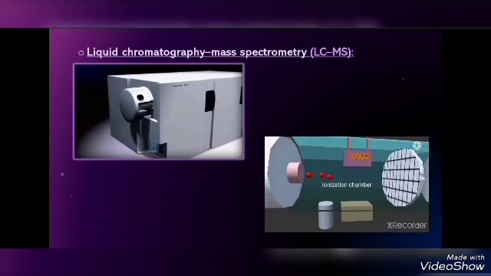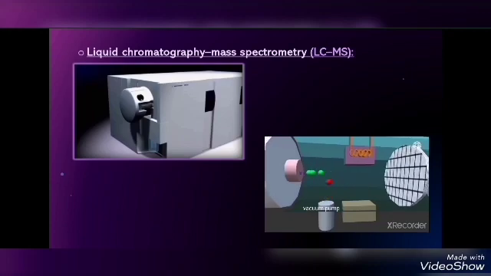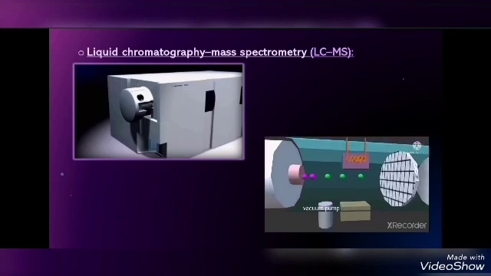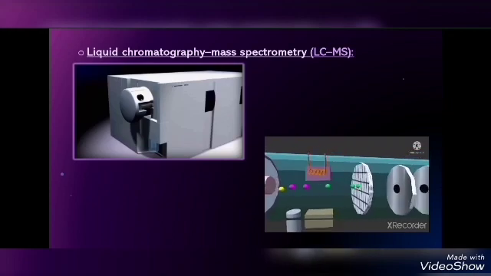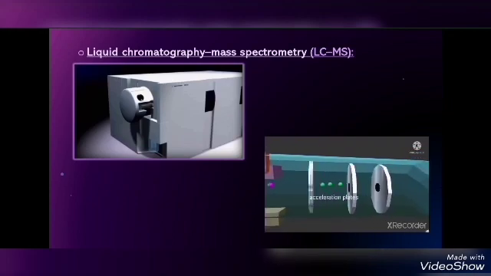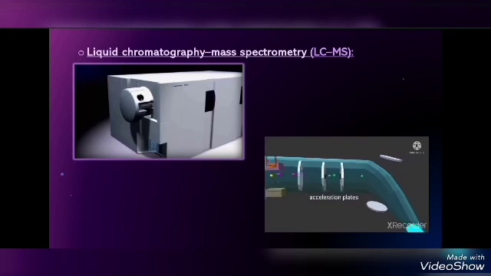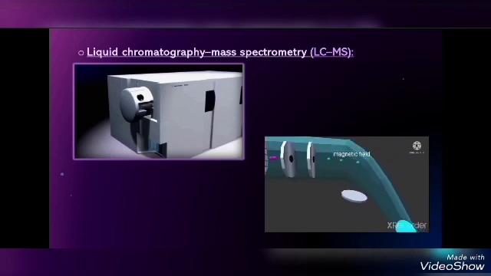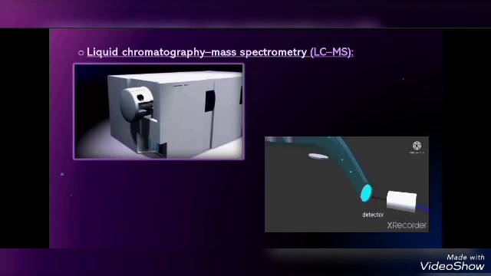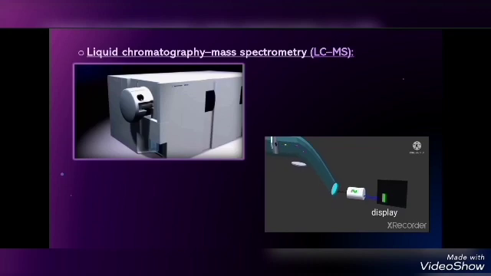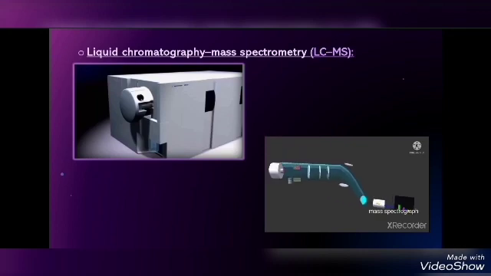We start with ions going into the ionization chamber and vacuum pump. And then acceleration plates, going through the magnetic field, and then going into the detector to display and measure the mass spectrograph.